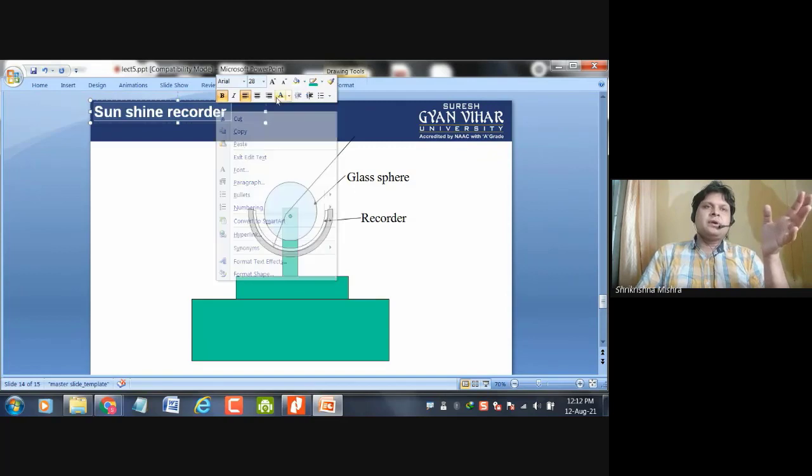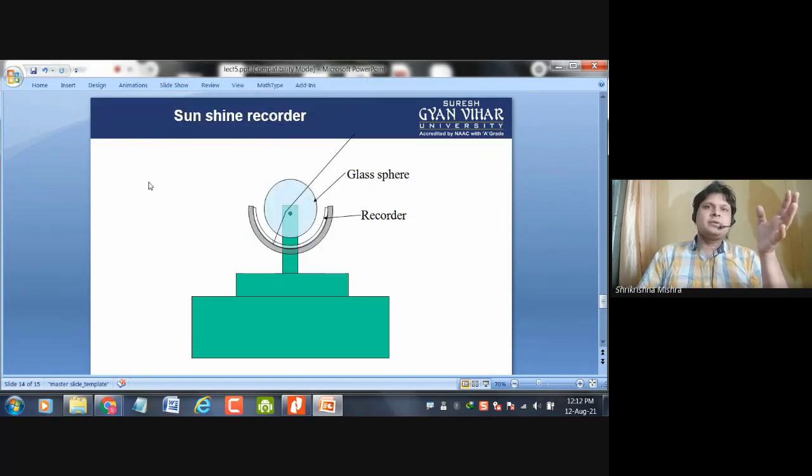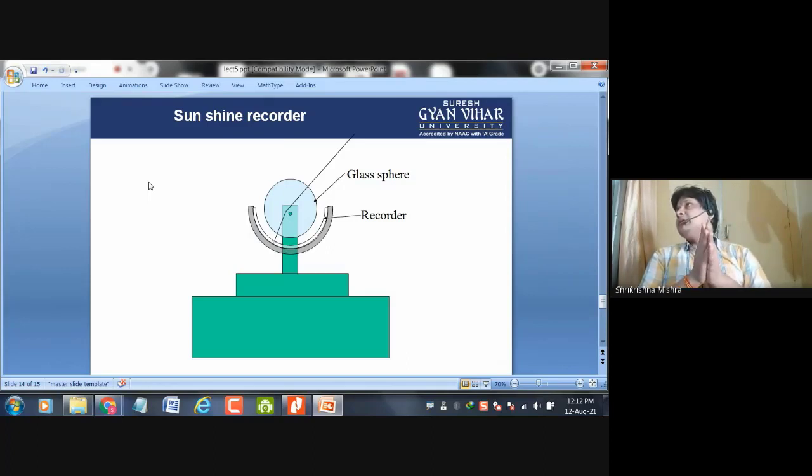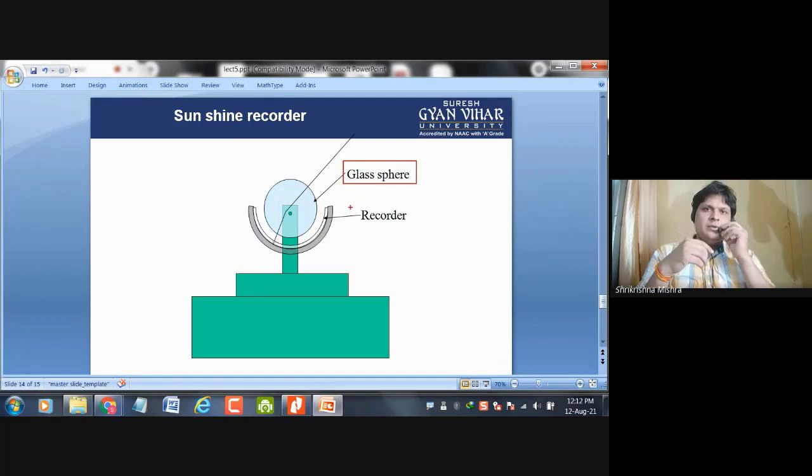All right, and then this is your sunshine recorder. Apart from the pyranometer, you can also use a sunshine recorder. The plus point with this sunshine recorder is that it will give you the number of hours at which you were having bright sunshine, the total number of hours with good intensity of solar radiation. In this you can see that there is a glass sphere and a recorder strip. Basically, this recorder is a strip which is fixed here on the whole of this.